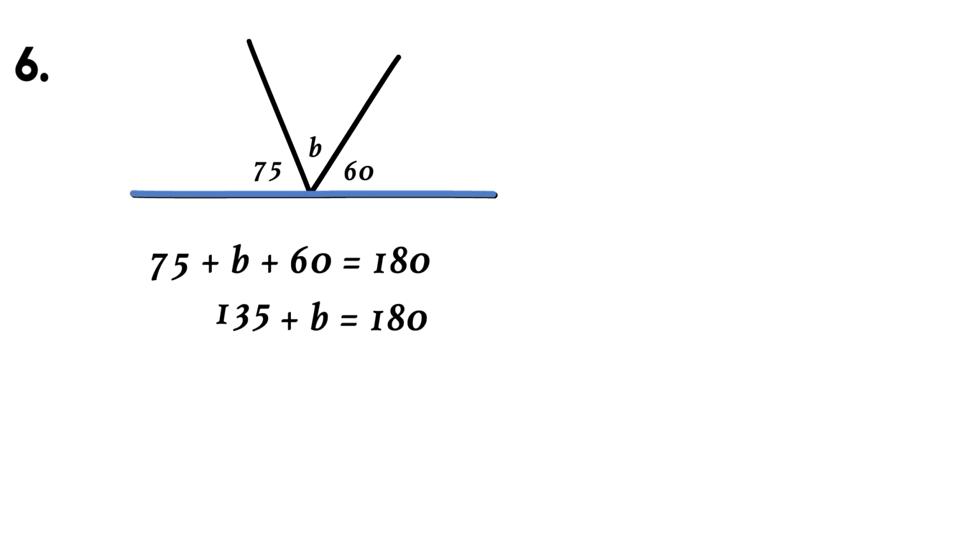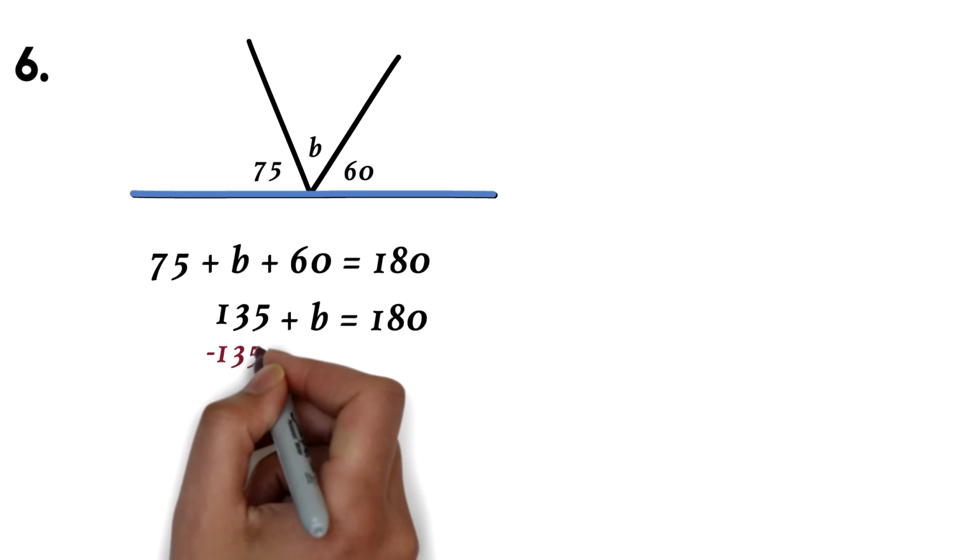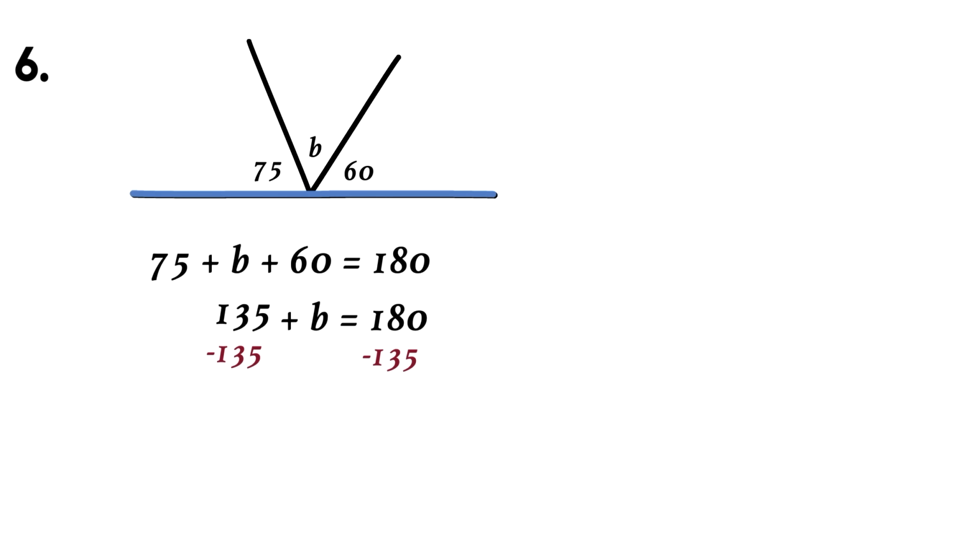We have a one-step equation. Since the 135 is adding, we can subtract 135 from both sides. This will cancel out. 180 minus 135 is 45. So B is 45 degrees.